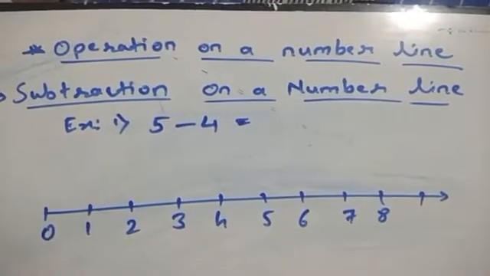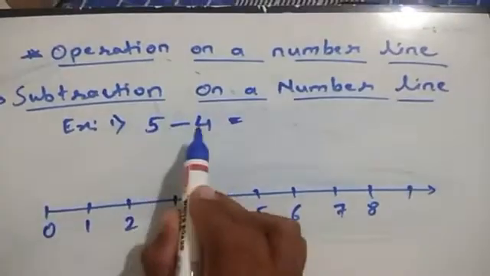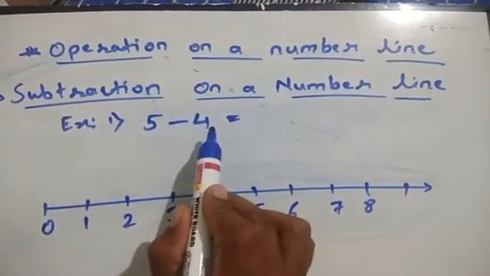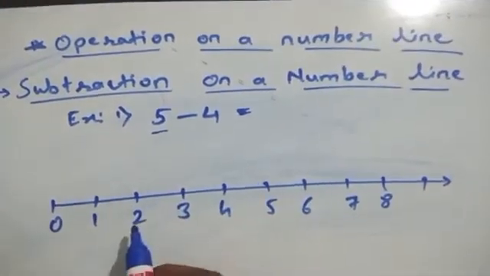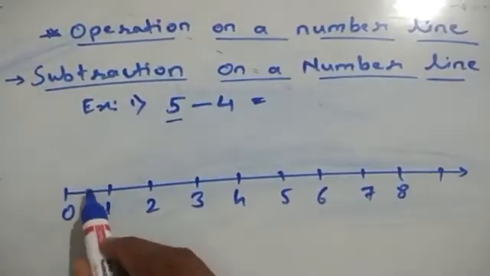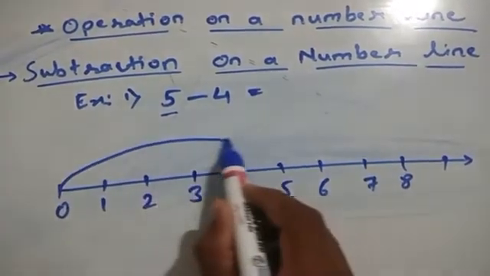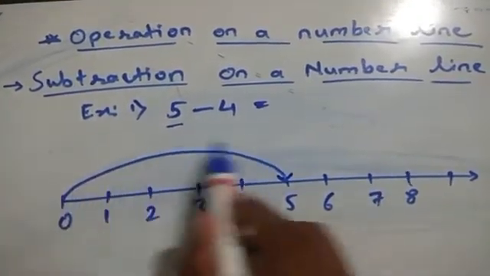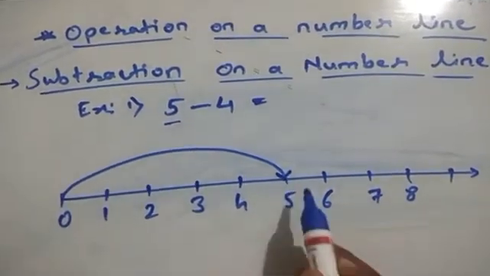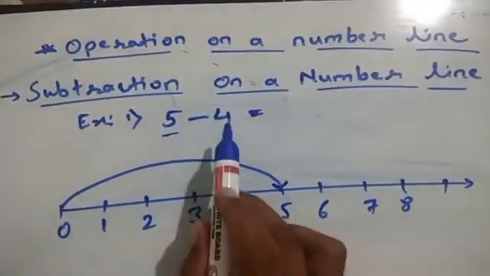Students, now we'll discuss subtraction on a number line. One example is given here, 5 minus 4. How to get 5 minus 4 on the number line? See here, what is the first number? 5. So on the number line, start from 0, make one big jump and you will reach 5. Directly 5 steps will go ahead. Why? Because from 5 we have to subtract 4. Now what do we have to subtract? 4 we have to subtract.